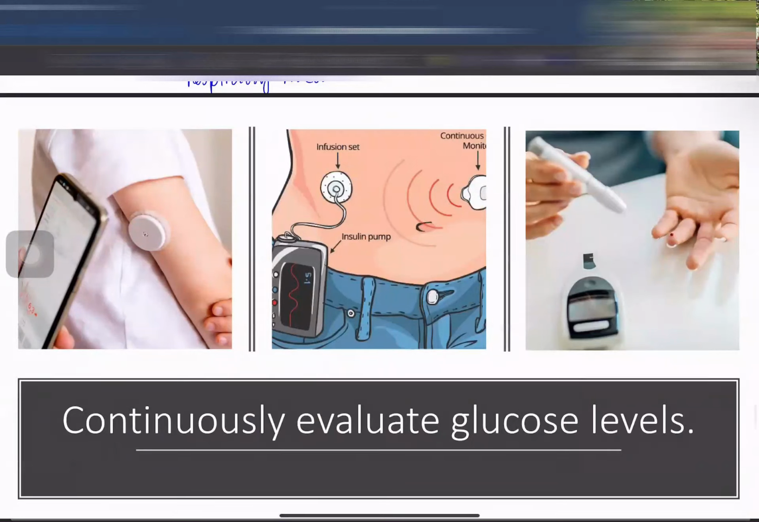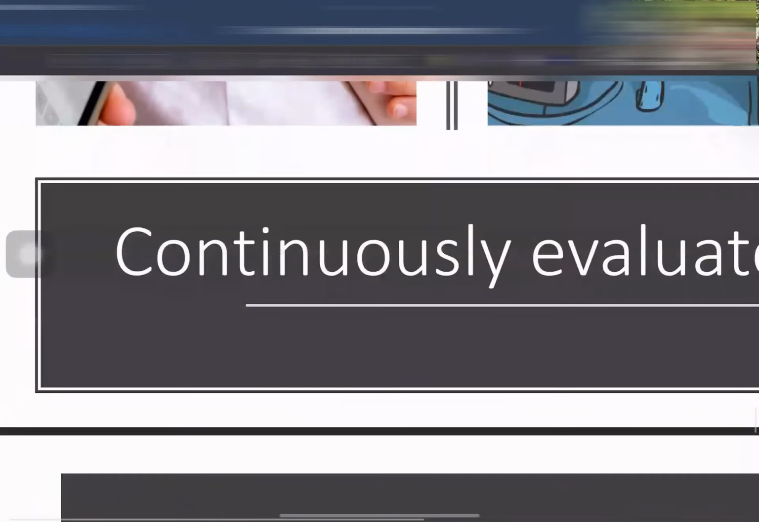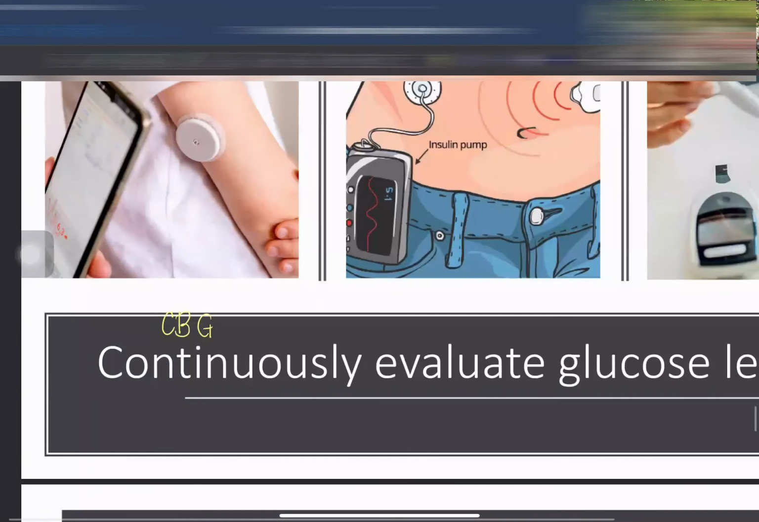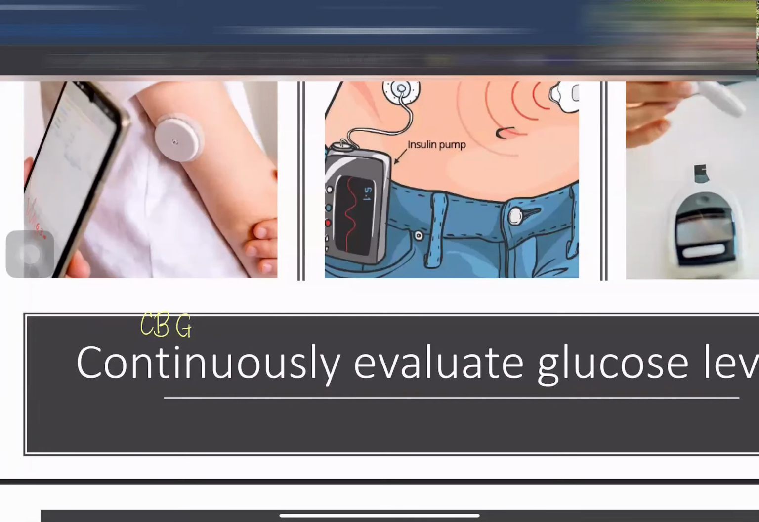Now, next is to continuously evaluate your glucose levels. If you can recall, in fundamentals of nursing, one of the basic procedures that we teach is what we call CBG. Who can tell me what CBG is? What does CBG stand for? Capillary blood glucose monitoring. Okay, very good.